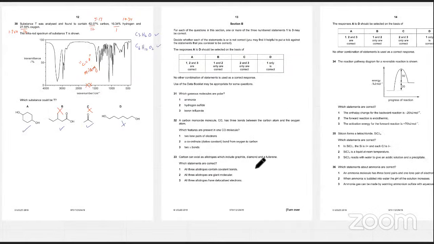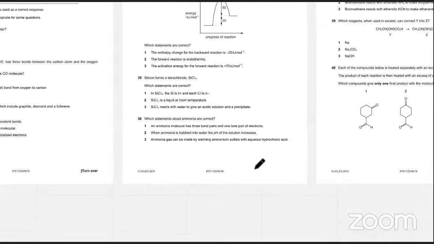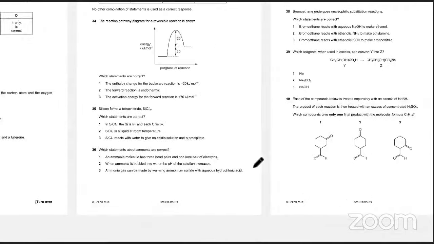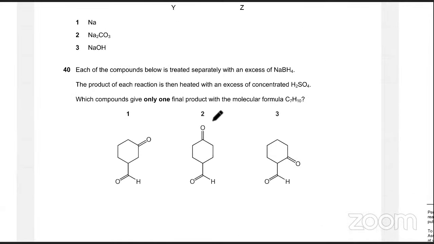Yes, sir. Okay, let's move ahead, let's do this one. Each of the compounds below is treated separately with an excess of NaBH4. That means reduction is happening. The product of each reaction is then heated with an excess of concentrated sulfuric acid.